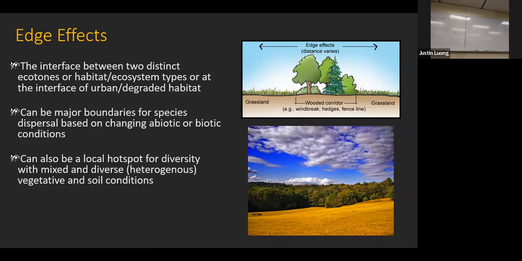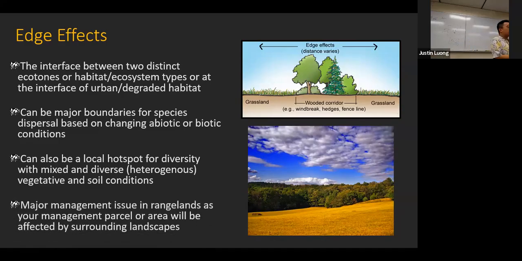And so if we look at the slide here and we look at the edge of the wooded corridor and the grassland, you might expect there to be heterogeneity there because there are trees and there's also grasses and forbs and whatever else is in a grassland. And so that area is going to be diverse in habitat structure. And because of that, it's going to be diverse in species as well. But it also causes major management issues, especially in rangelands that have issues with invasion, which are almost all rangelands.